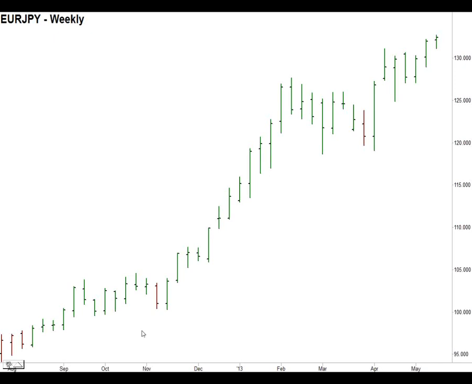Here's a weekly chart of the euro-yen. It's basically going straight up into this year, the first portion of this year, and all the time it was going up, the PET-D and the inside day pattern was giving us signals to go long.